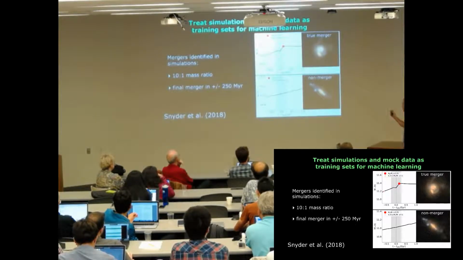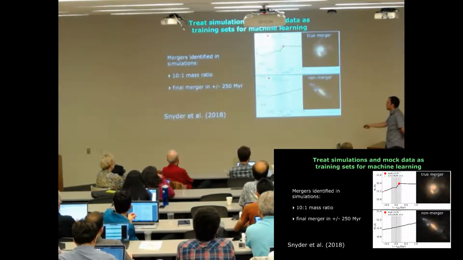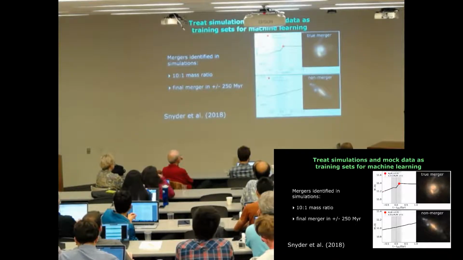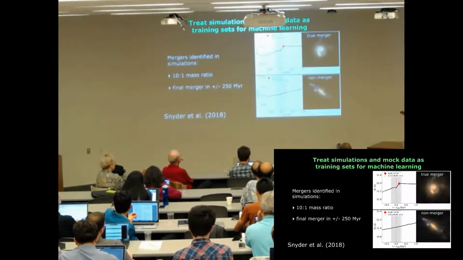And so in this work, we defined mergers as things that have a 10-to-1 or greater or lesser mass ratio. So these are pretty down to about what we would call minor mergers. And they have a final merger that occurs within 250 million years of the observed time step. And so here's just two examples of the mass evolution versus time for a true merger on the top, and then the mass evolution versus time for a non-merger on the bottom. And you can see the different images over here. The merger in the true merger case occurs about 100 million years in the future in this case.